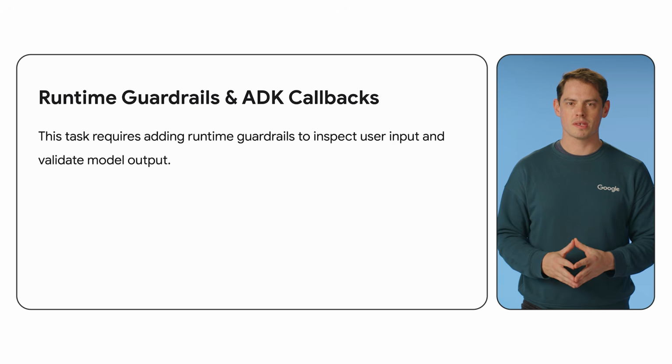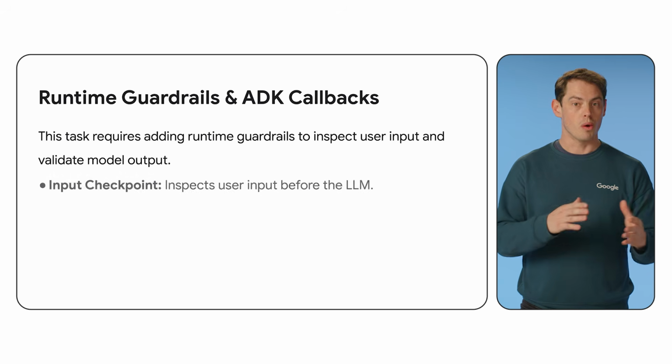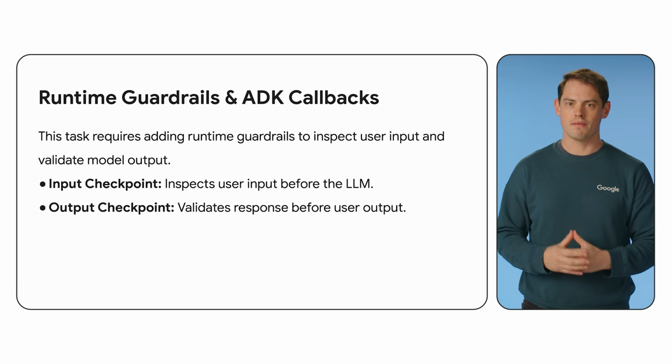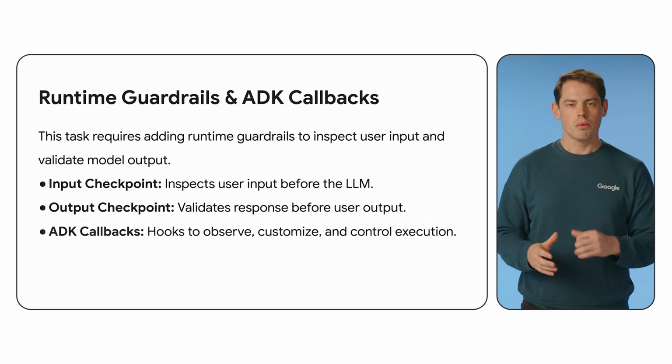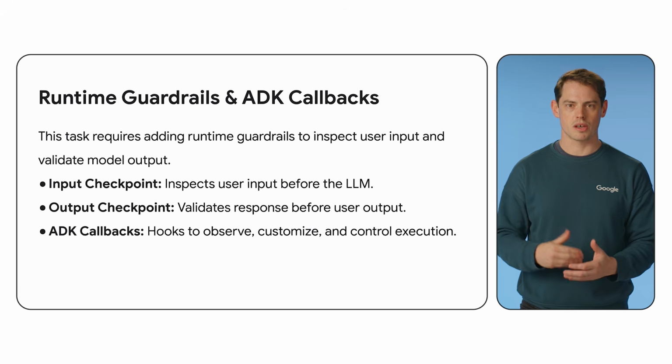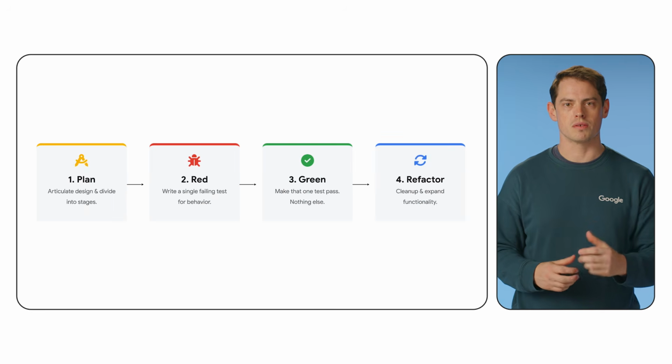This task requires us to add runtime guardrails, one to inspect user input and one to validate the model's output. We use the ADK callback mechanism, which provides hooks to observe, customize, and control the agent's execution. We start by constraining Antigravity's scope using the plan, red, green, refactor sequence.